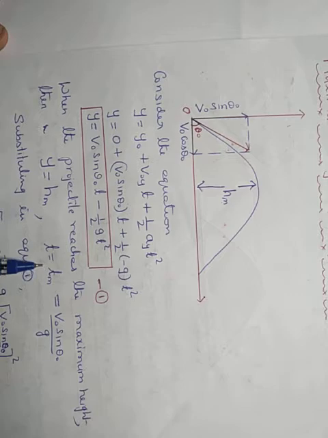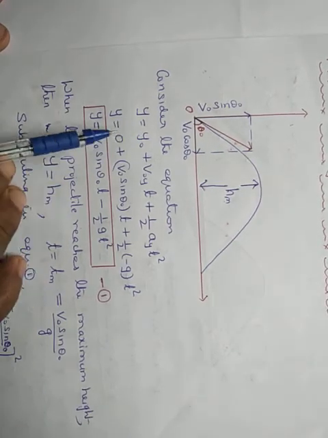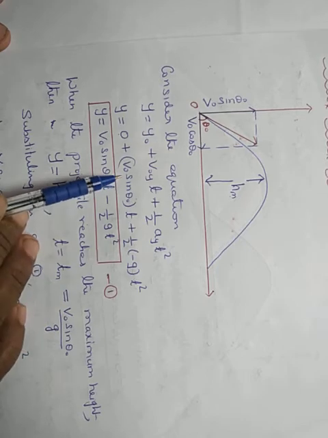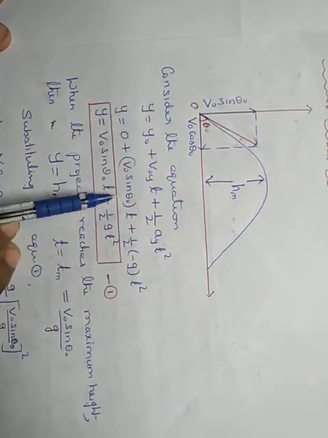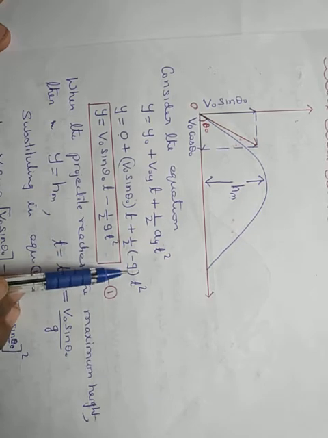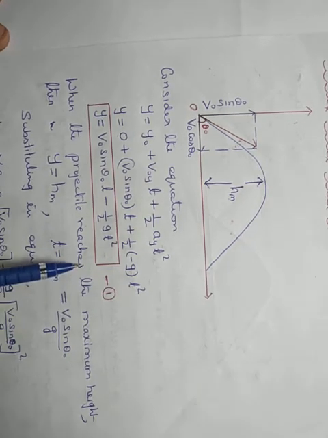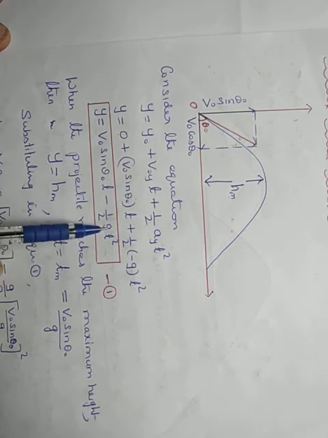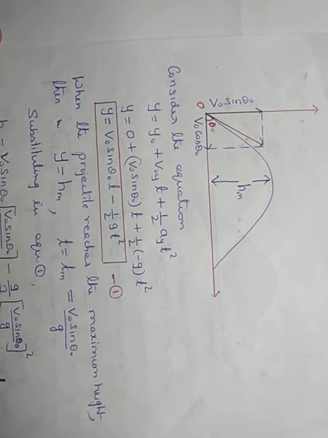Now, you know the substitution. Initial value y naught is 0, initial position is 0, v naught y is v naught sin theta naught, t plus half into, what is a y, minus g into t square. Okay, this term cancels, you get v naught sin theta naught t minus half g t square.